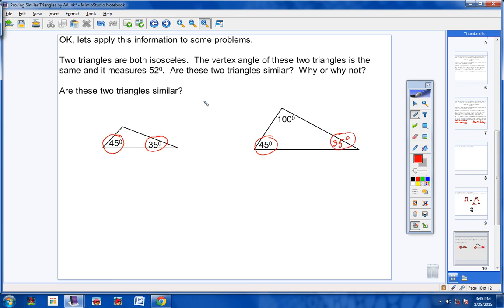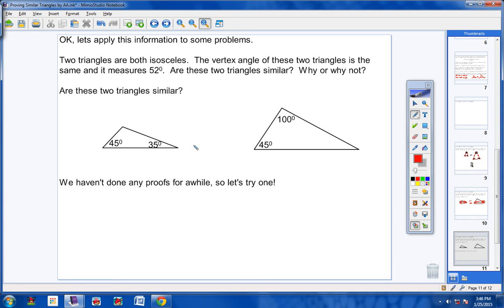Now remember, this angle postulate only works when you're dealing with what? Triangles, okay? But are these two triangles similar? Yes, they are. Definitely, because I have two angles in one triangle congruent to two angles in another triangle. Okay? So there we go. Alright, moving on to another problem.